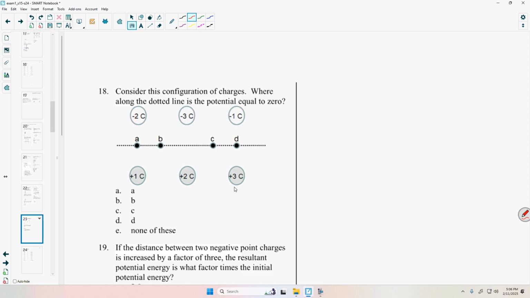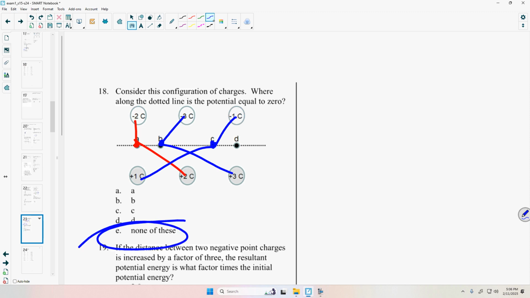You might see it. What do y'all think? None of them. Right. There is not a point where I'm equidistant to any of those charges. See here, for example, I'm to that one and that one. That doesn't work. It doesn't work for the others either. Here, those two are different distances. Here, those two are different distances. None of those work. So the answer is E.